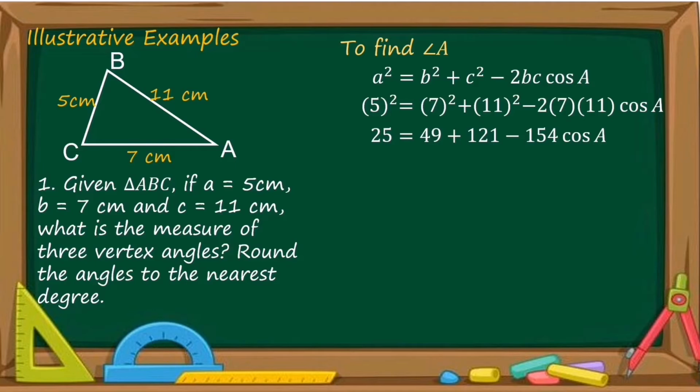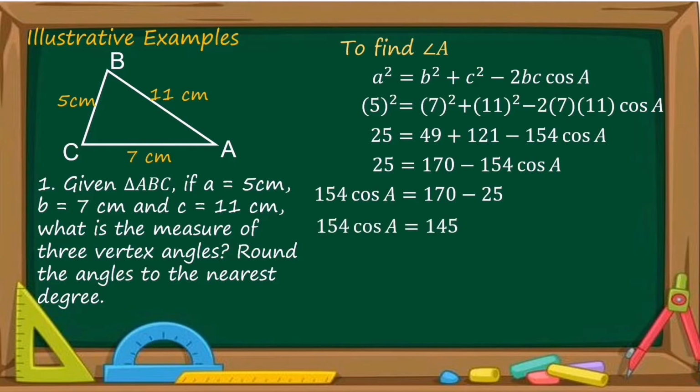7 squared is equal to 49. 11 squared is equal to 121. The product of 2, 7, and 11 is 154. Let us combine 49 and 121. That is equal to 170. By addition property of equality, we can transfer negative 154 cosine A to the left side and 25 to the right side. So our equation now is 154 cosine A is equal to 170 minus 25. Getting the difference of 170 and 25, we have 145. So our equation is 154 cosine A is equal to 145.